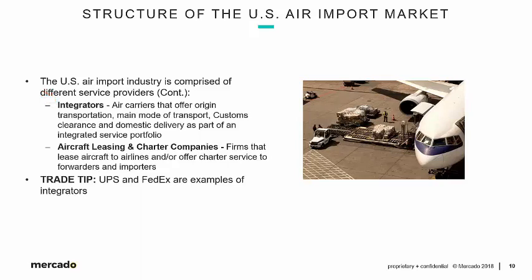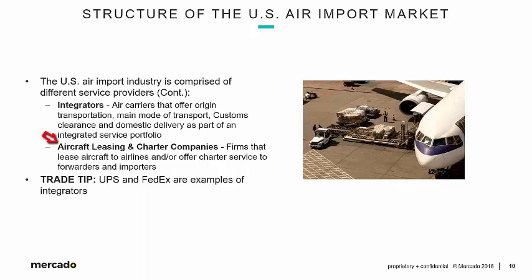Integrators, we mentioned briefly. These are air carriers that offer origin transportation, main mode of transport, air freight of course, customs clearance and domestic delivery as part of an integrated service portfolio. That's why the UPSs, the DHLs, the FedExes, they're called integrators. They will pick up at a vendor overseas with their own equipment, take it to their air cargo operation, put it on their own flights and aircraft. They all offer customs clearance, and they'll deliver in a branded truck as well. That's what integrators do because they offer an integrated service.